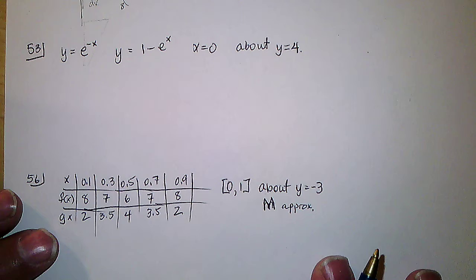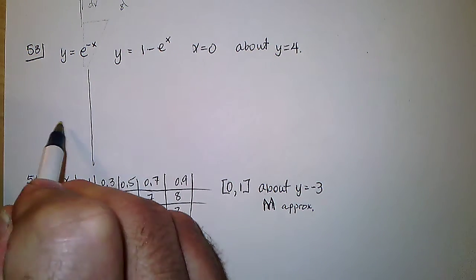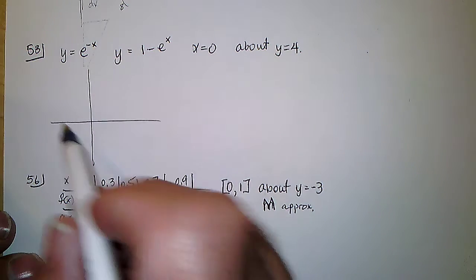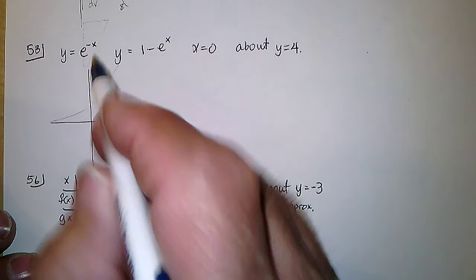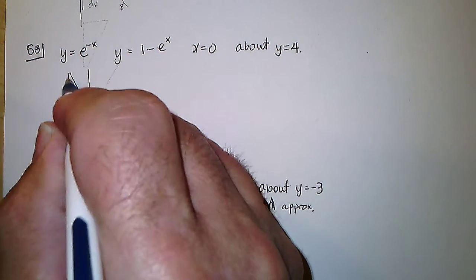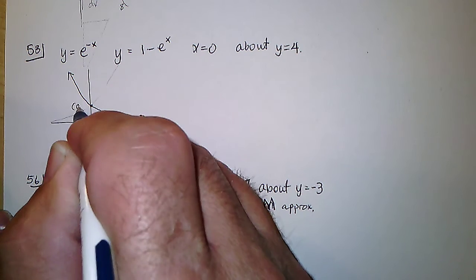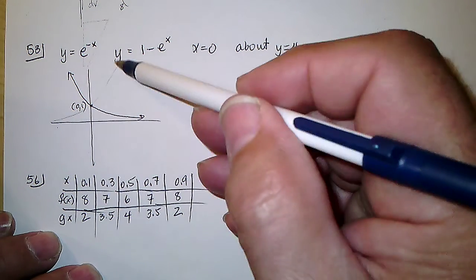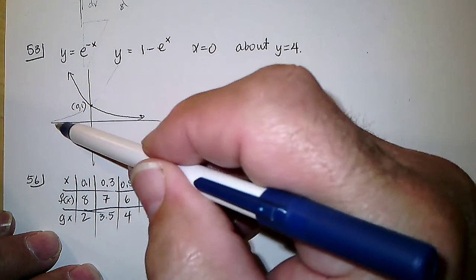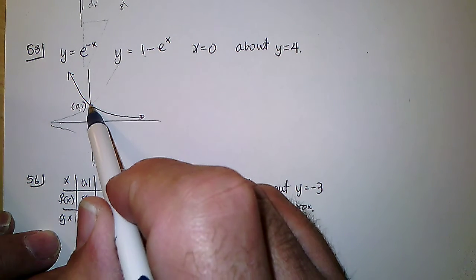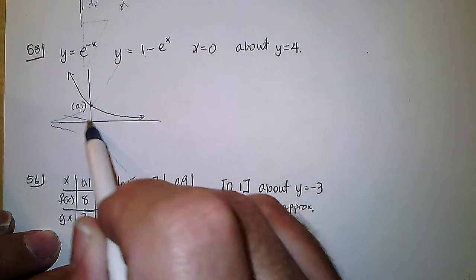58. Y equals e to the minus x. E to the negative x flips it about the y-axis. Normally e to the x looks like that, going through 1. So the minus x will look like that, where that is 0, 1. And then e to the x looks like this. The negative of that flips it over, so it would look like this. And then if we move it up 1, it's going to look like this.